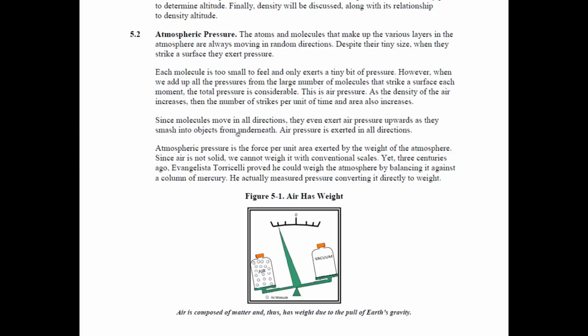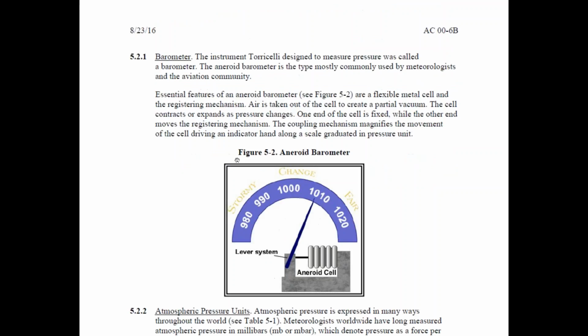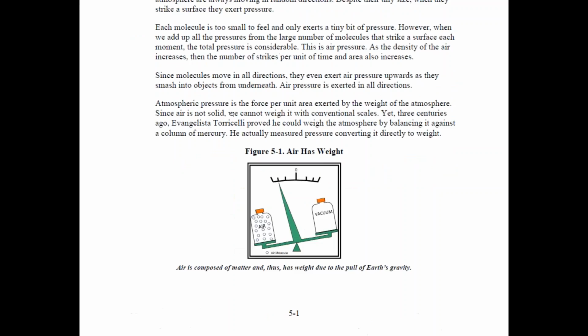The only other thing in here is that since molecules move in all directions, they even exert air pressure upwards as they smash into objects from underneath. Air pressure is exerted in all directions. So that's just one thing to remember with air pressure. It's not like it's only weighing down. It's pressing in all directions. So if a plane is flying into it from this way or this way or this way, it's going to be the same pressure regardless. Okay?